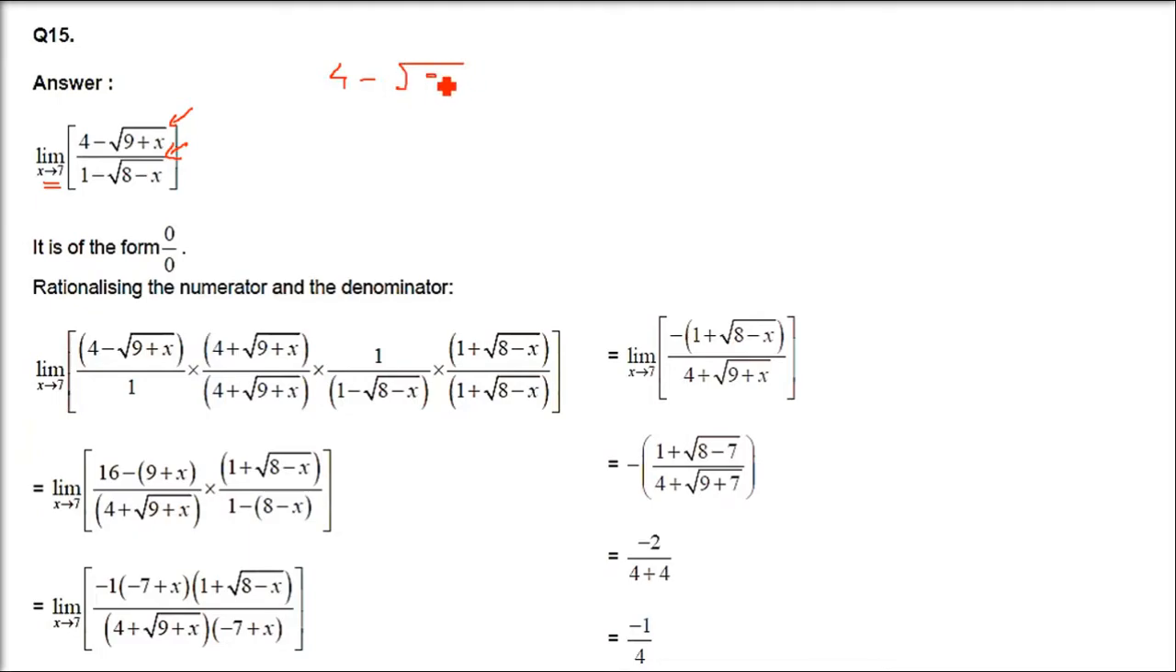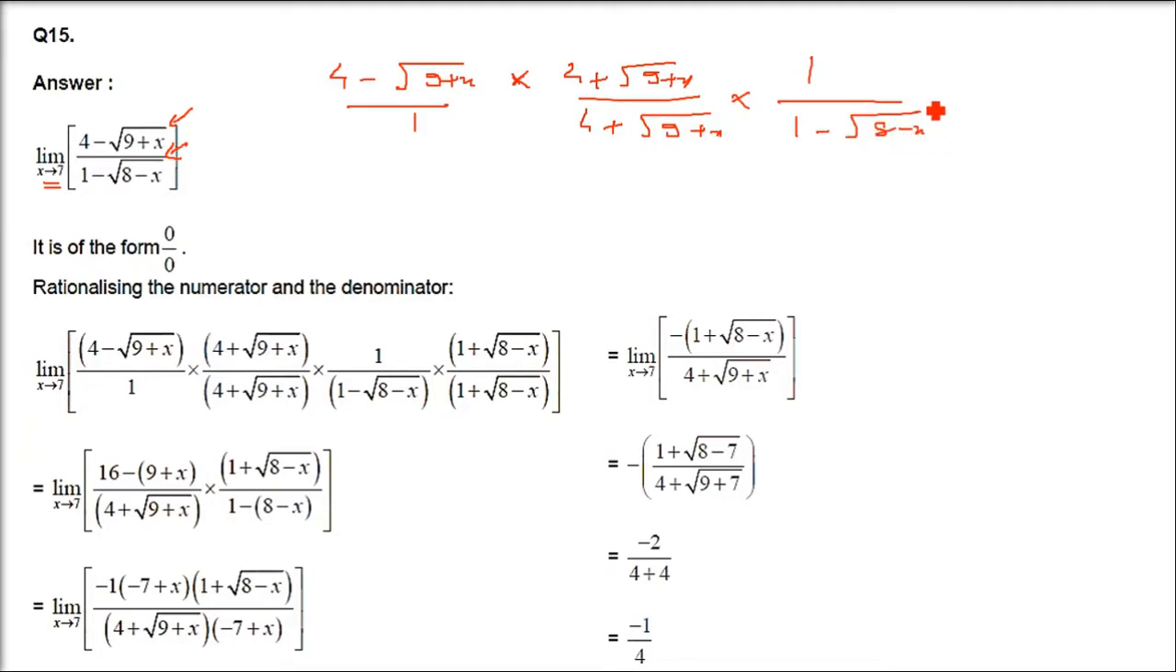Okay. So this is 4 minus under root 9 plus x. Now multiply it with 4 plus under root 9 plus x, and in the denominator you have 4 plus under root 9 plus x. And what about the denominator? You have 1 minus under root 8 minus x. So you just multiply numerator and denominator by 1 plus under root 8 minus x. That is, numerator and denominator we are separately rationalizing.